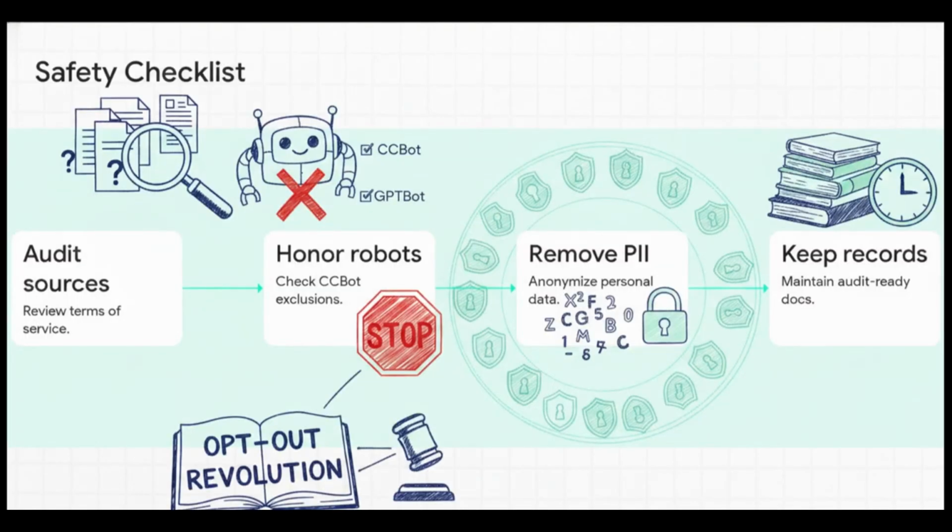To stay safe, make sure you follow this actionable checklist for every single scrape. Audit your sources. Maintain audit-ready records, and pay very special attention to Step 2, honor robots.txt. We are in the middle of a new opt-out revolution where publishers are explicitly using tags like CCBot or GPTBot to strictly block AI training and extraction. Ignoring these signals today is practically begging for legal action.